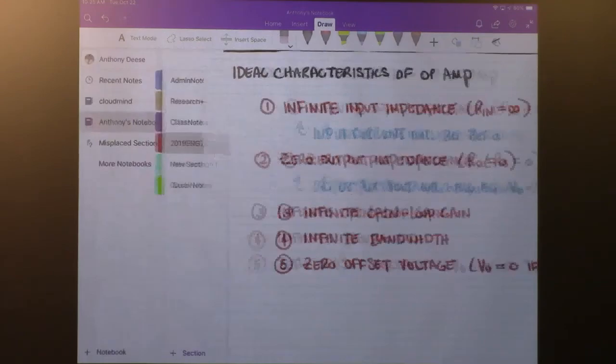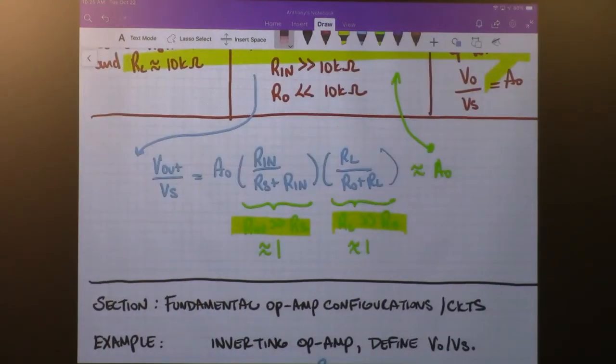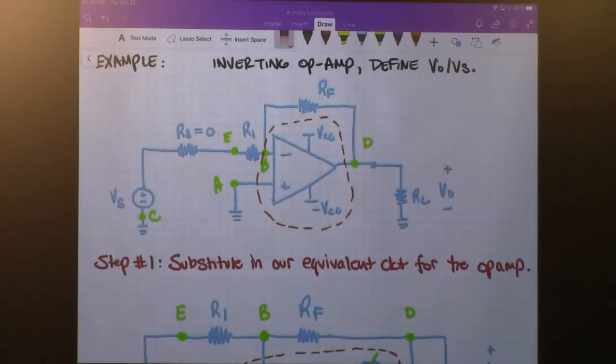Okay, so now let's go back to the problem that we're working on. And let's ask ourselves the question, well, why do we need a closed loop configuration anyway? Why don't we just use the op-amp the way that it is? Can anybody tell me?